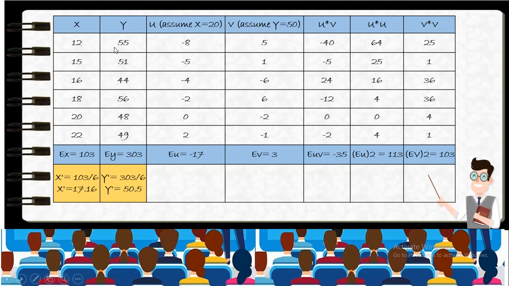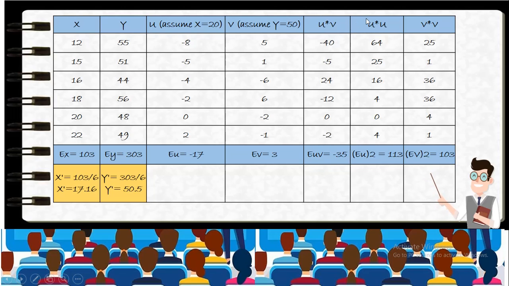For v, we subtract 50 from each value, which is what we assumed for v. So 55 minus 50 is plus 5, then plus 1, then minus 6, and the total of sigma v is 3. Now as the formula needs the multiplication of u and v, we multiply: 8 into 5 is minus 40, minus 5 into 1 is minus 5, then minus 4 and minus 6, where minus minus becomes plus, 6 fours are 24, then minus 2 and 6 gives minus 12, this is 0 and this is minus 2. When we total, sigma uv becomes minus 35.